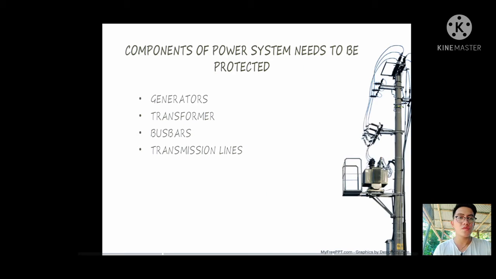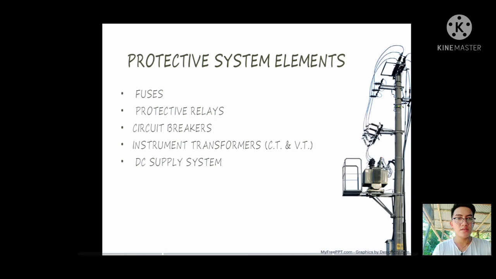For the components of the power system that need to be protected, ay yung mga components ng ating power system na kailangan natin protektahan is yung generators, transformers, bus bars, and also the transmission lines. For our protective system elements, we have fuses, protective relays, circuit breakers, instrument transformers including current transformer and voltage transformer, and the DC supply system.